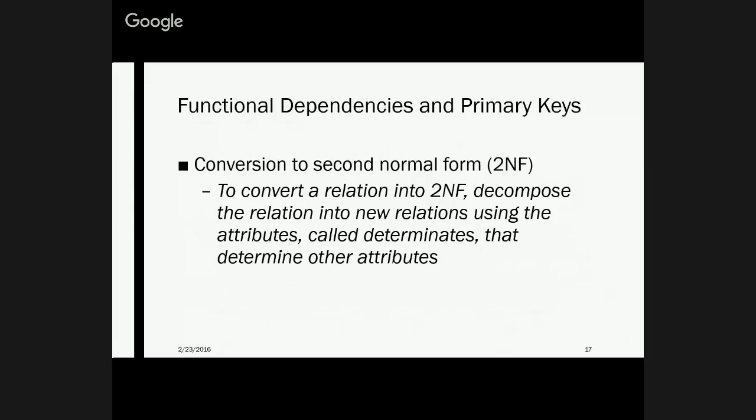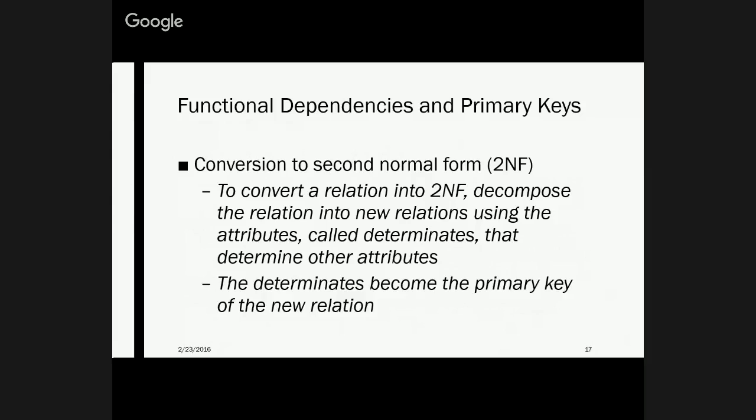But anyway, so to get something in second normal form, you decompose the relation into new relations using the attributes called determinants that determine other attributes. So if there is a determinant that's not a candidate key, I mean, we're back to our definition. You break those out into their own new table, their own new relation. And then that determinant becomes the primary key of that new relation. So this is really well tying together our definition from last semester with the determinant.